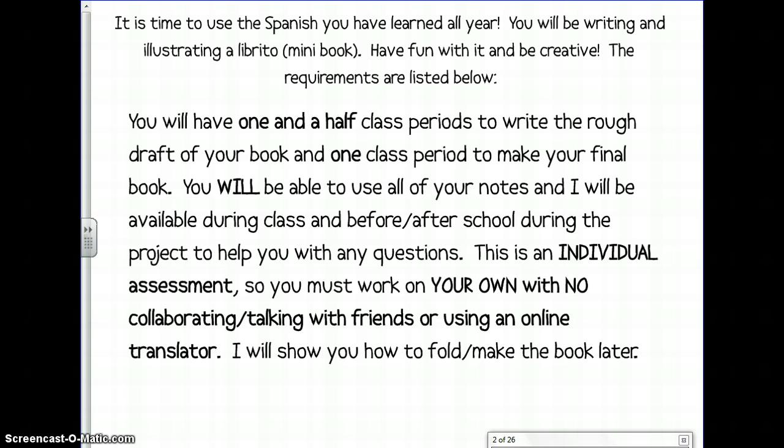This is going to be an individual assessment. That means you will not be collaborating or talking with friends or using Google Translate or any other online translator. The only words you need for this project are on your vocab sheets, and so you won't need anything. If you do have any questions about specific words, like single words, I can help you out. I can write them on the whiteboard or help you out, but please don't use online translator or friends.